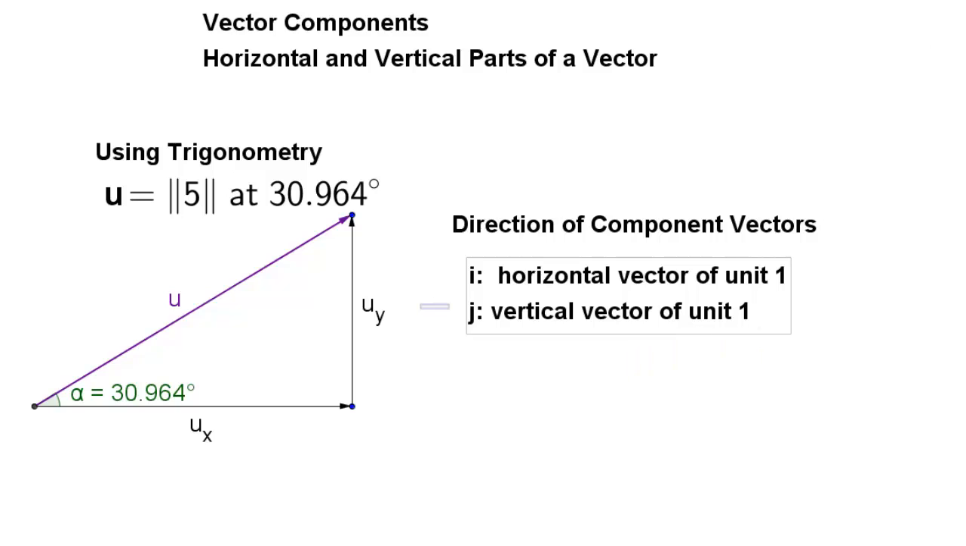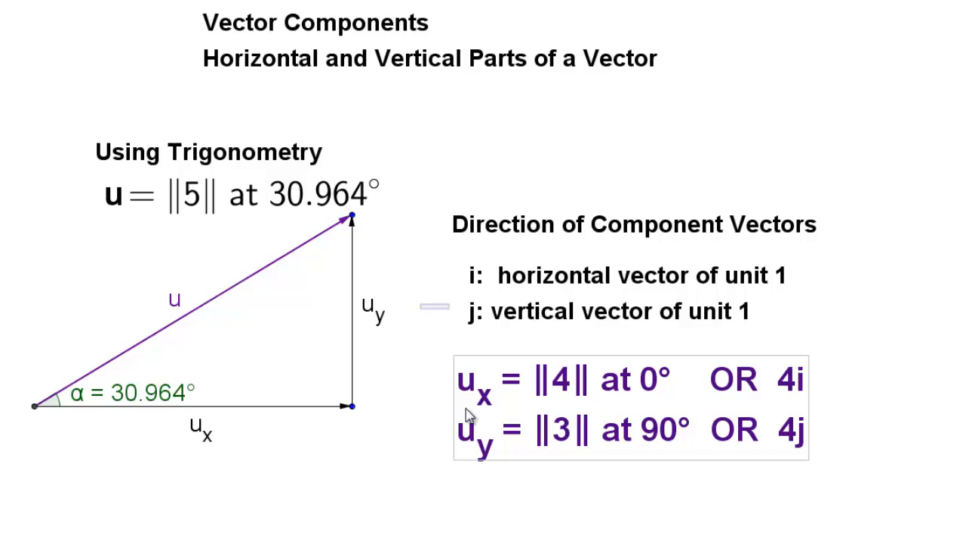They're called unit vectors. So we can actually write the horizontal component vector as magnitude 4 at 0 degrees, or more concisely using the unit vector, we would write it as 4i. In a similar way, the vertical component vector, uy, could be written as magnitude 3 at a direction of 90 degrees, or we can write it as 3 times the unit vector j. So the horizontal component would be 4i, and the vertical component would be 3j. And together, they make up vector u.